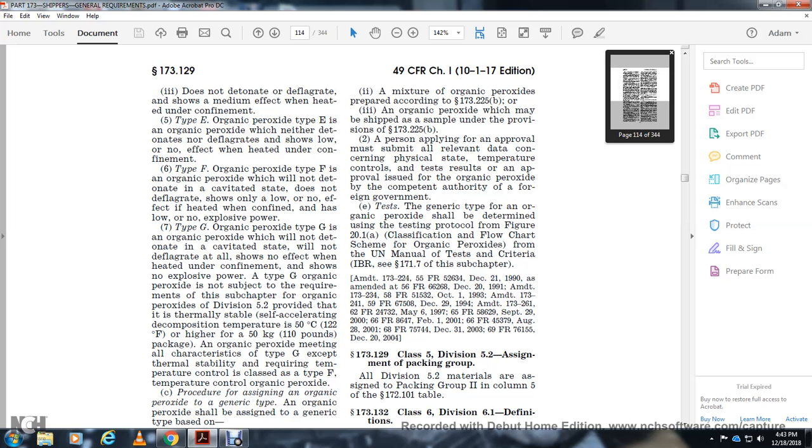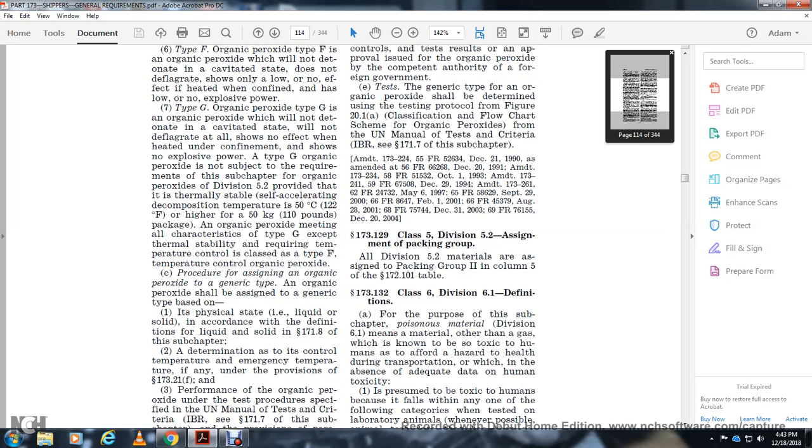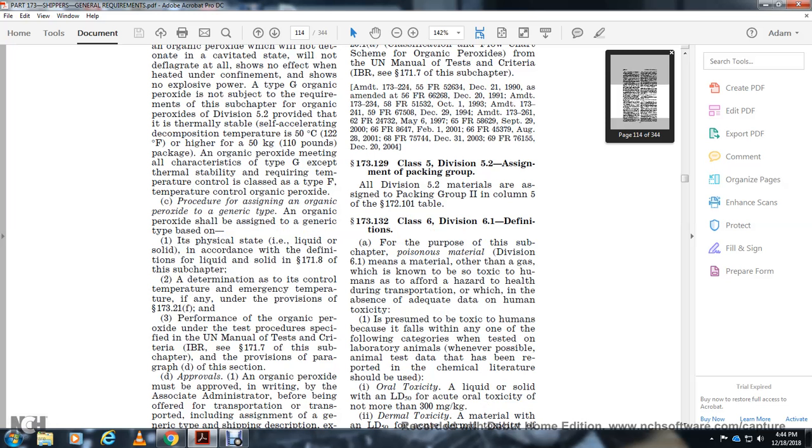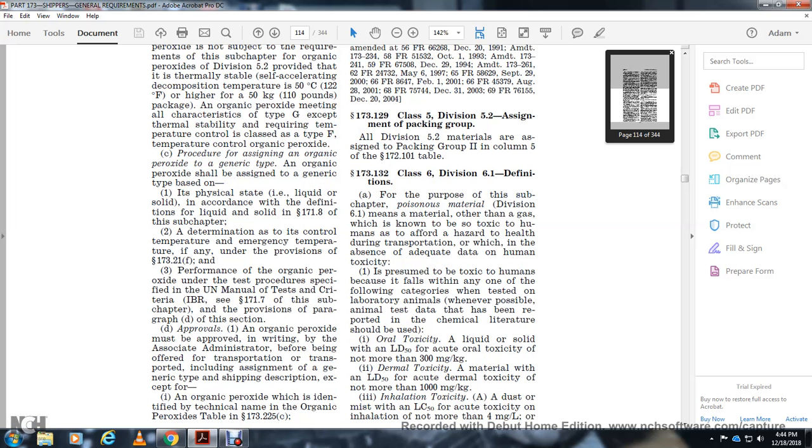Procedure for the assignment of the organic peroxide generic type: an organic peroxide shall be assigned to a generic type based on physical state, liquid or solid, according to the definitions for liquid and solid in 171.8, and on the determination of the control temperature and emergency temperature, if applicable, under the provisions of 173.21F. Perform the organic peroxide tests according to the test procedures in the UN Manual of Tests and Criteria and the provisions of paragraph D of this section. An organic peroxide that must be assigned a generic type must be approved by the Associate Administrator before being offered for transport, including the assignment of the generic type and shipping description, except for organic peroxides identified by technical name in the organic peroxide table in 173.225C.